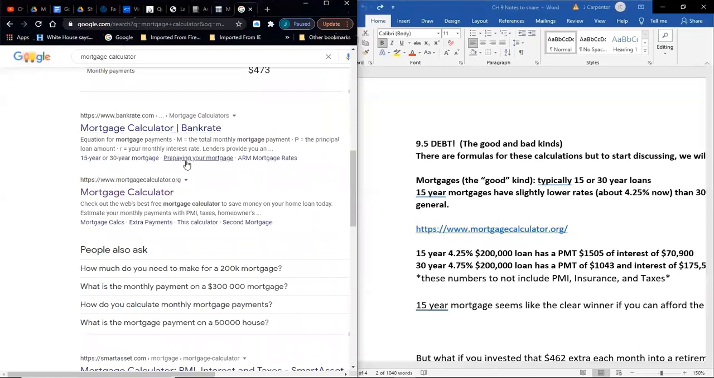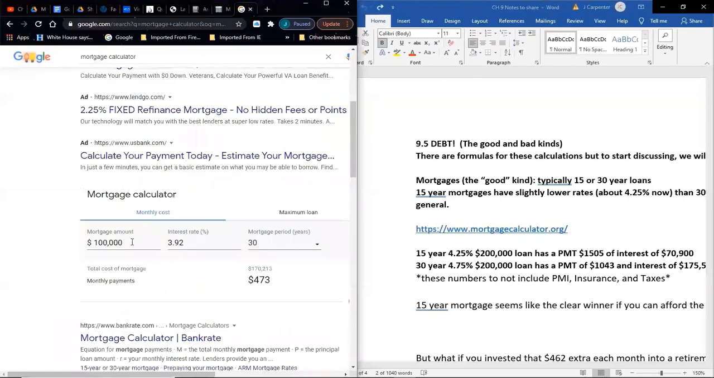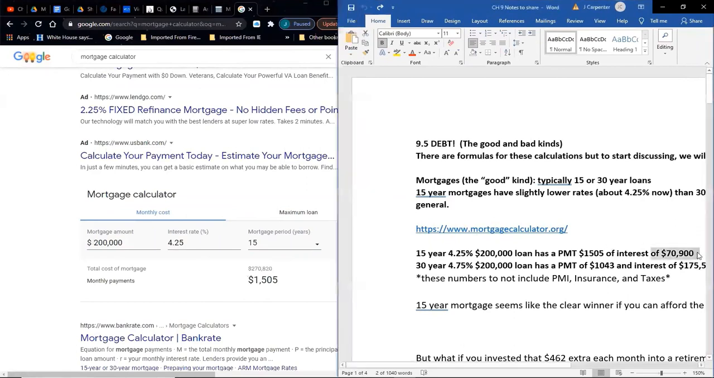And where's the Google one? So here's the Google calculator, where I don't have to worry about all those other details. I can just do the $200,000 home with a 4.25% loan, and we can see this looks wrong. And our mortgage payment needs to be over 15 years. We get $1,505 as our monthly payment, which is right here. And it doesn't tell us the interest, but guess what? If you subtracted the $200,000 from this $270,820, that's what you would get. Why do I have $70,900? It's $70,820.